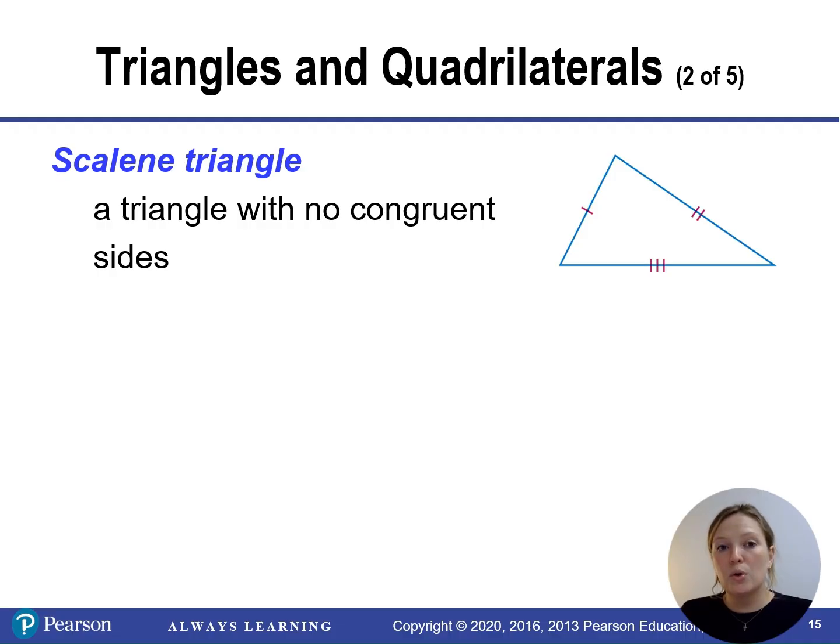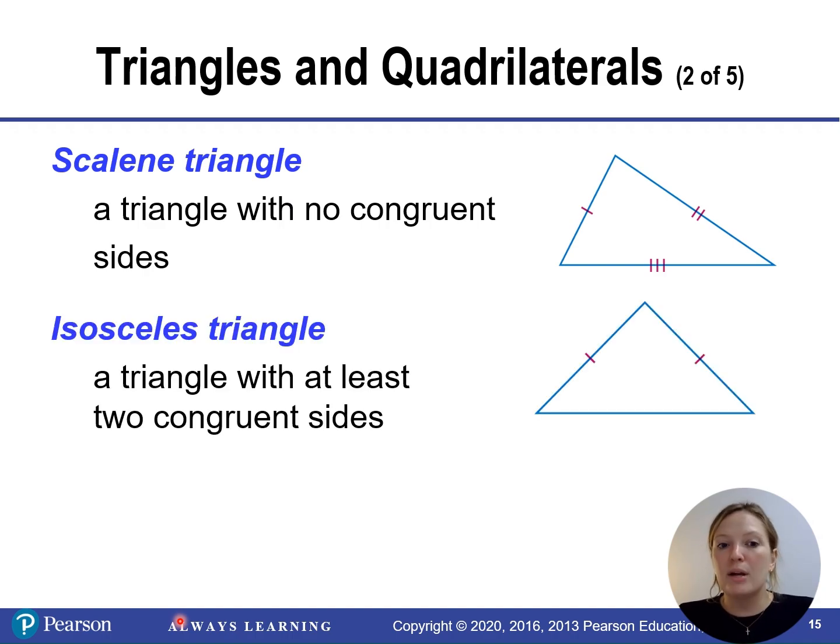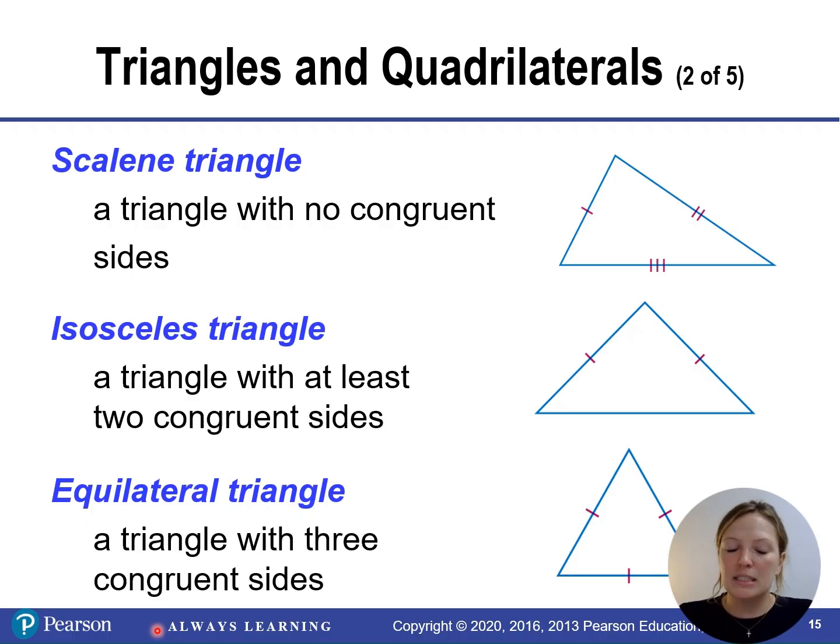Now we can also classify triangles according to their side lengths. If we have a triangle with no congruent sides, so all of the sides are different lengths, we call it a scalene triangle. If we have a triangle with at least 2 congruent sides, we call it isosceles. Here we see that this side and this side are the same length, so it is an isosceles triangle. And finally, if all 3 sides are congruent, then that triangle is called equilateral. What you'll notice is that a triangle with 3 congruent sides also has at least 2 congruent sides. So every equilateral triangle is also an isosceles triangle.